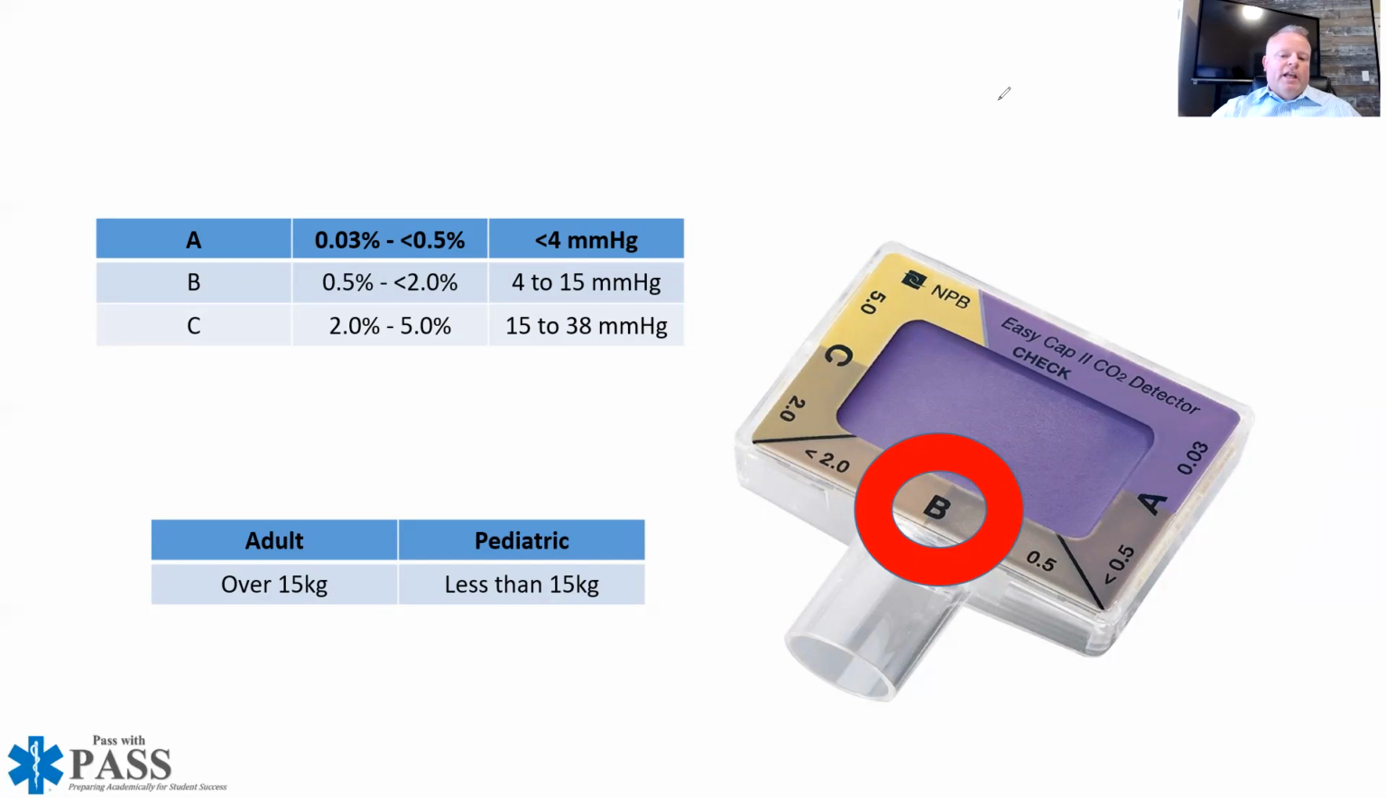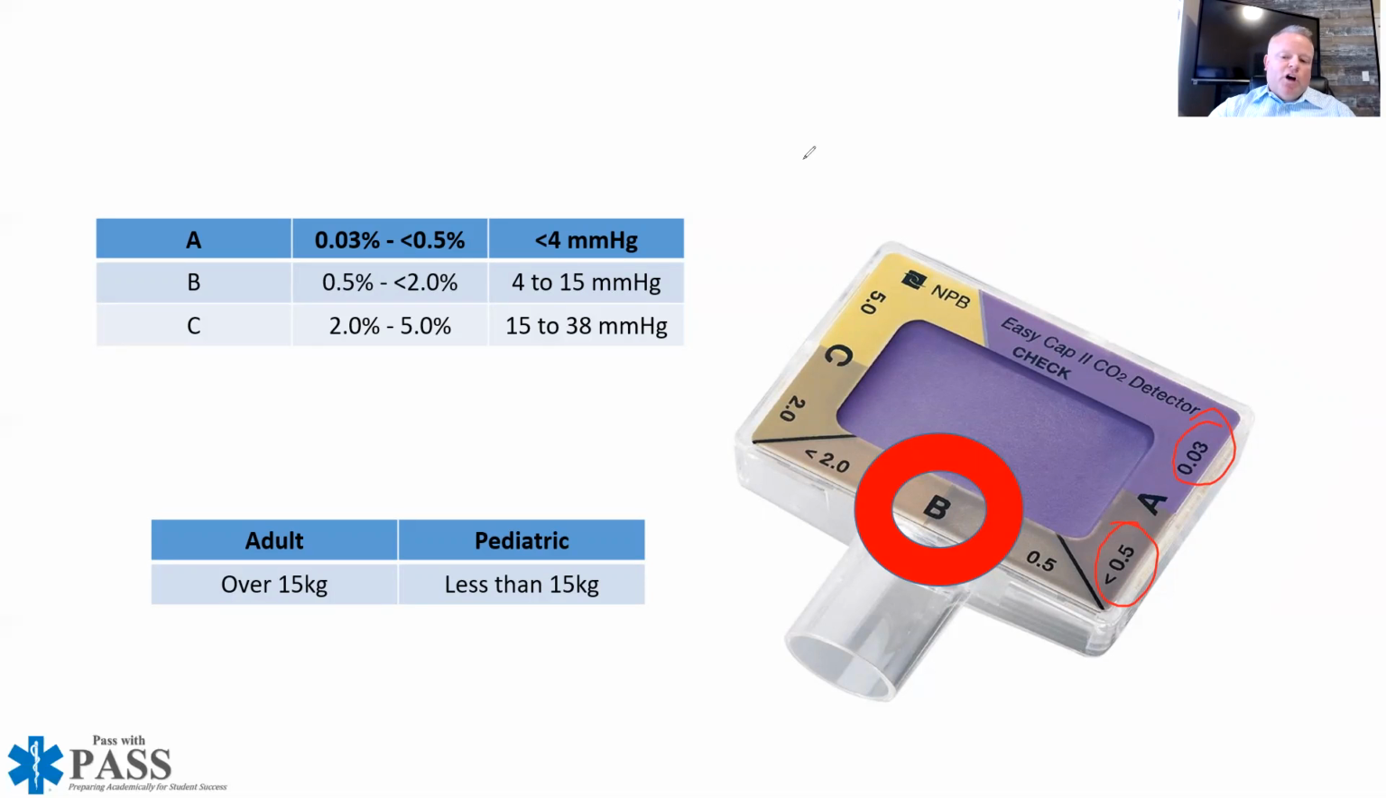So if we look here, the A, B, and C, and I just circled the B so that you can kind of see what I'm looking at here. I've got A, B, and then C. So A is over here in this purple, I'll call it dark tan category. Those numbers in the A category reflect 0.03 to less than 0.5%.